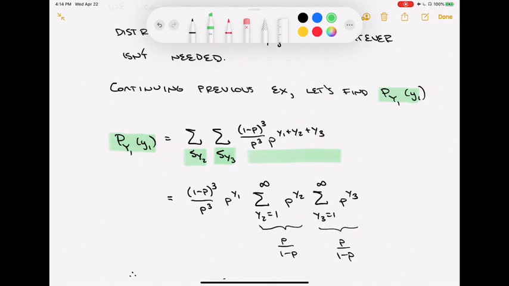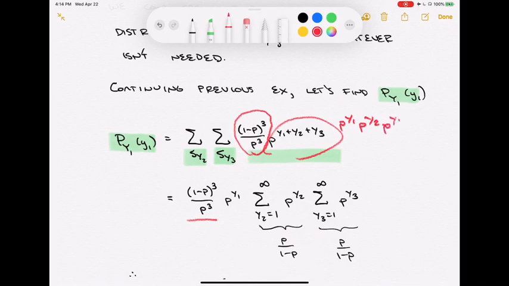In this particular case, I noticed that this first thing, (1 − p)^3 over p^3, is not a function of any of the sum variables. I can pull that out. Furthermore, p to the y1 + y2 + y3 all added together can be written out as p^{y1} times p^{y2} times p^{y3}. That's just rules of exponentiation. p^{y1}, not being a function of the sum variables, can be pulled out as well. So I'm going to get that guy pulled out, and then I'm just left with these two pieces.